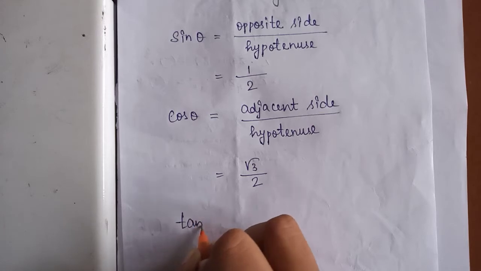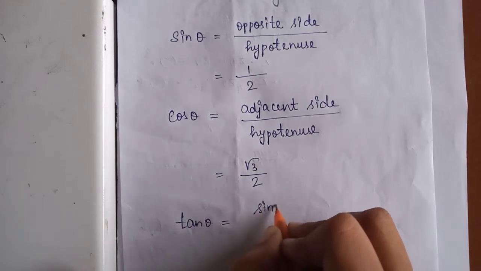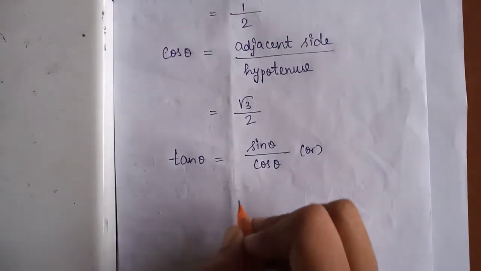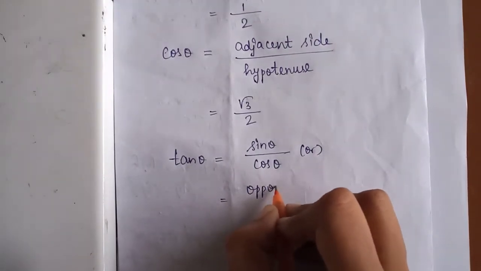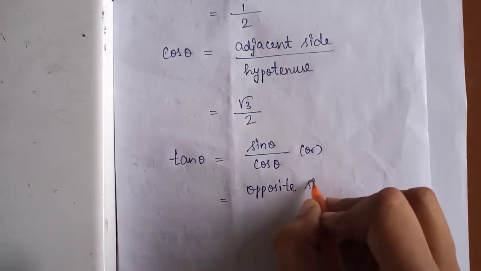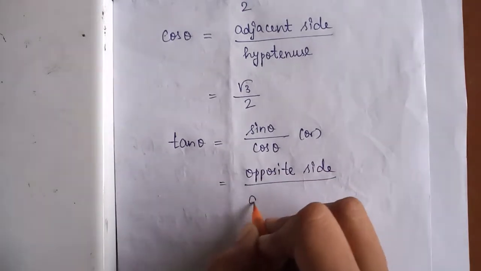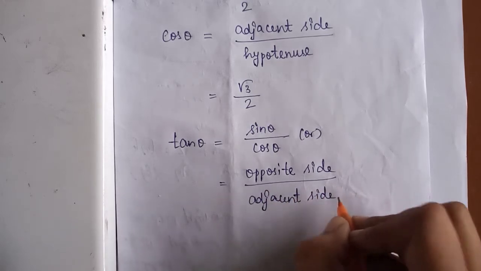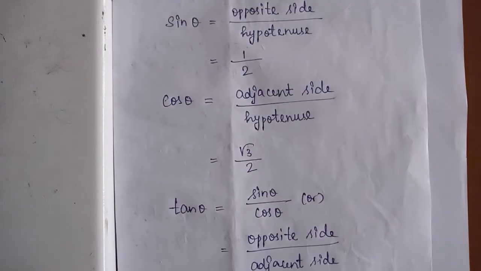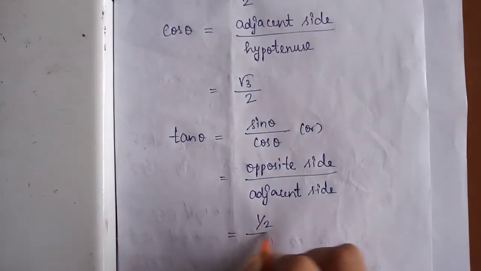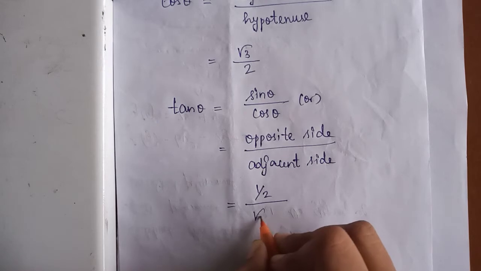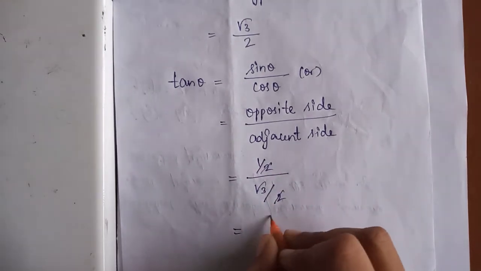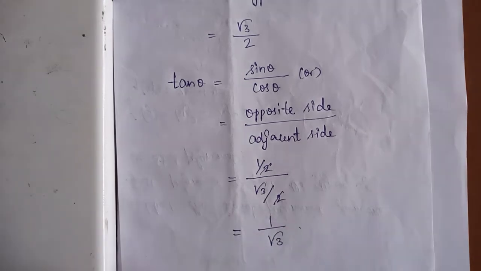Then tan theta is equal to sin theta by cos theta, or opposite side by adjacent side. So we know the sin theta value is 1 by 2. So 1 by 2 divided by cos theta value, which is root 3 by 2. So 2 gets cancelled, and you get the value of tan theta is 1 by root 3.